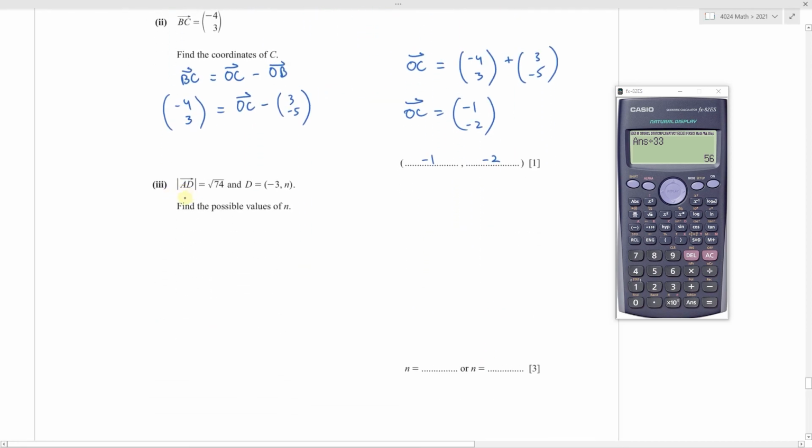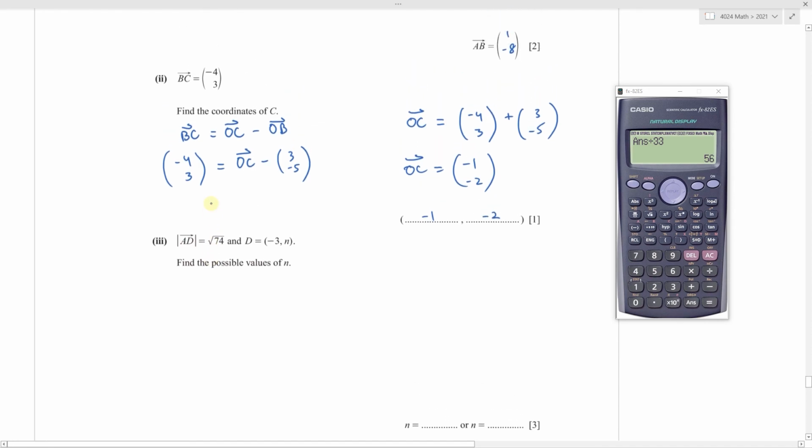Part 3: you were given the magnitude of vector AD, which is square root of 74. And D is a point with coordinates minus 3 and n. Find the possible values of n. So first we need to find this vector AD and then we can calculate its magnitude.